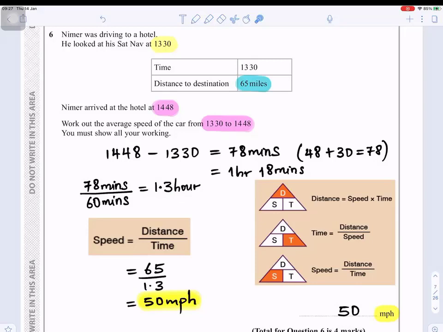Now we use the formula for speed, distance over time. The distance is 65 miles, and the time is 1.3 hours. So 65 divided by 1.3 gives you 50 miles per hour. Very important, the answer wants you to put it in miles per hour. So that is why we had to change the time from minutes to hours.